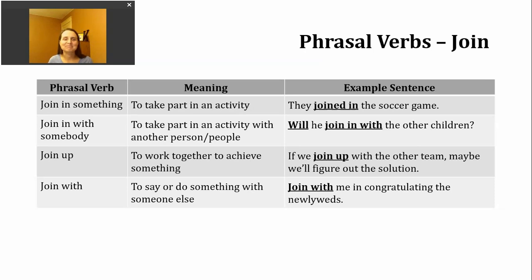And this idea, if we connect, if we link and work together, then maybe we'll get to the answer faster or quicker. The last phrasal verb we'll look at is join with, and it means to say or do something with someone else. Let's take a look at this phrasal verb in a sentence. Join with me in congratulating the newlyweds.